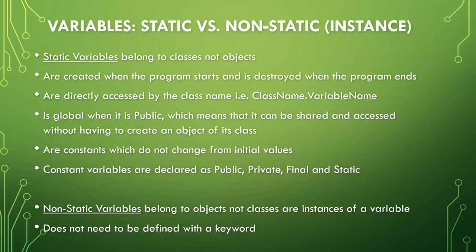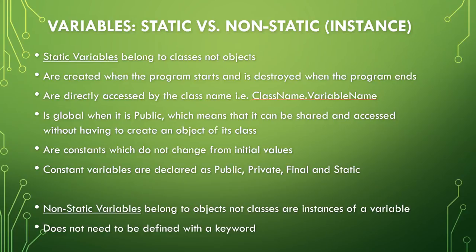There are static variables and there are non-static variables. Non-statics are instances. Static variables belong to classes, or they're associated with classes, not with objects. It only has one instance per class, and they're created when the program starts and they're destroyed when the program ends. So they're directly accessed by the class name, i.e. class name dot variable name.